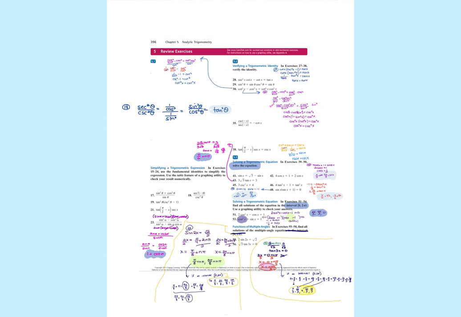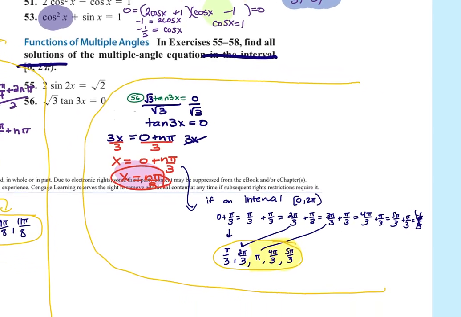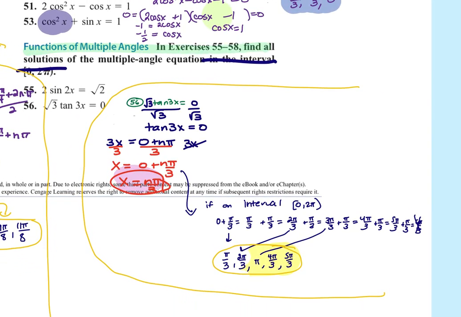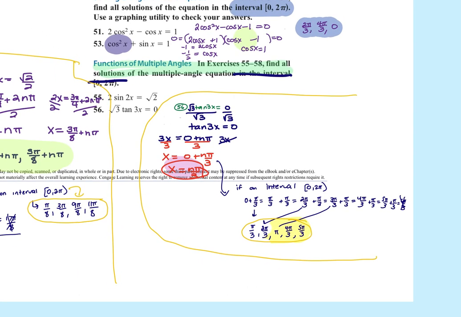So when you open the review, if you look at numbers 55 and 56, pay attention to the instructions there, because remember these multiple angle ones are weird when it gives you the interval. In the original question, it did give you the interval. If it gives you the interval, then your answer looks like this. You have to include all those angles that would fall in it. If it doesn't give you the interval, then it looks like this. I put both styles of answers because you can get both sets of instructions.